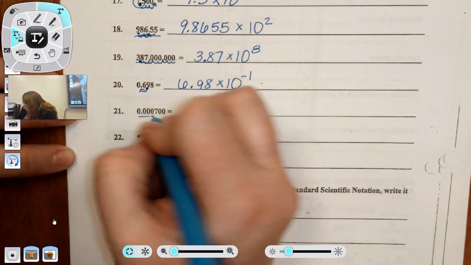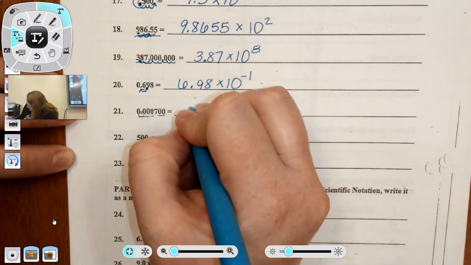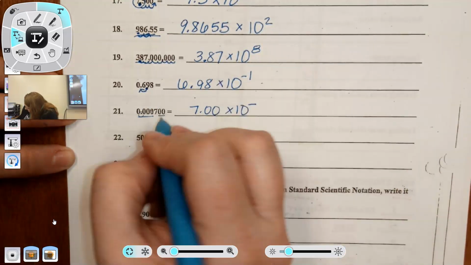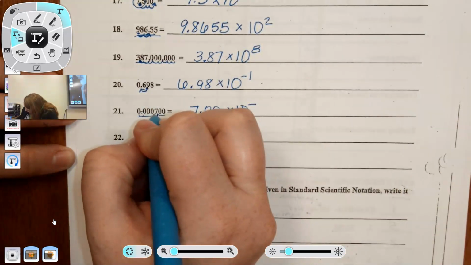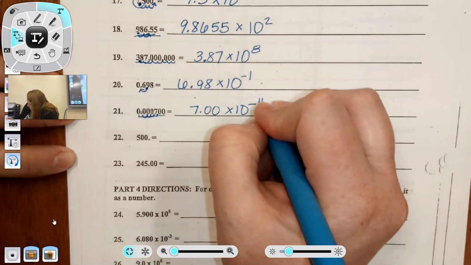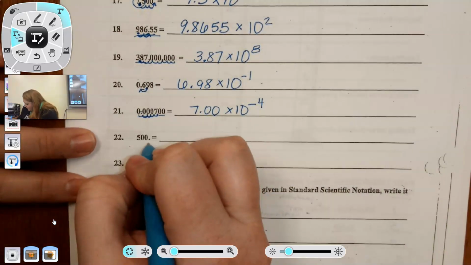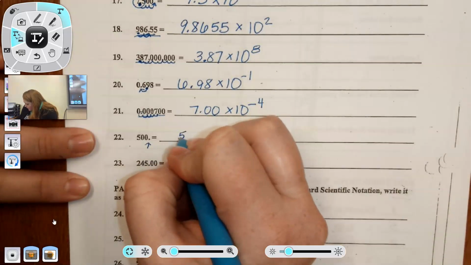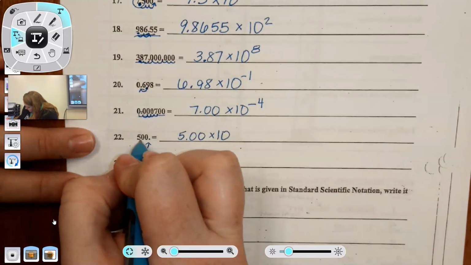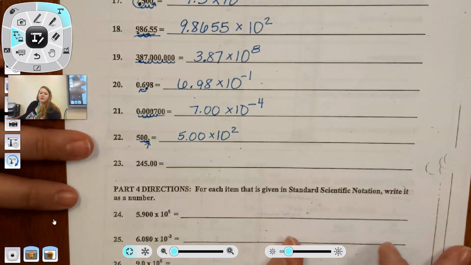Okay, leading zeros are not significant, but trailing zeros when there is a decimal is significant. So this is going to be 7.00 times 10 to the negative, if my decimal was there, negative 1, 2, 3, 4. We just went back 4 places. Okay, this is 500 with a decimal, so I need to do 5.00 times 10. So if my decimal's here, we go over 1, 2 places to get to where it's supposed to be.